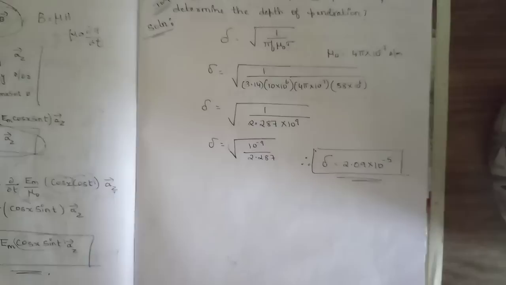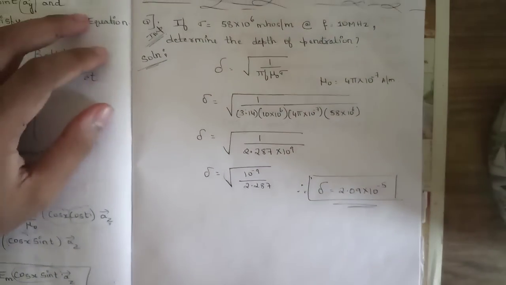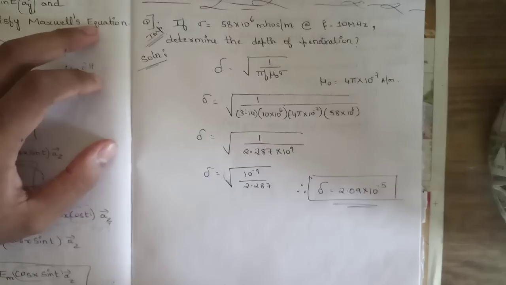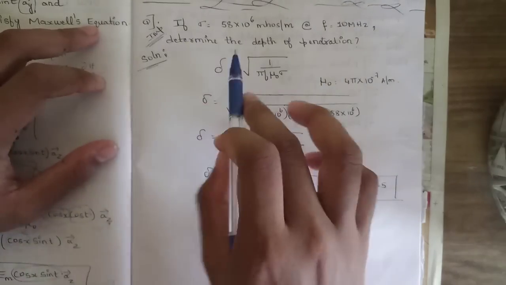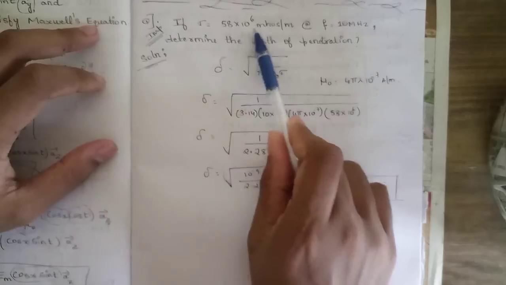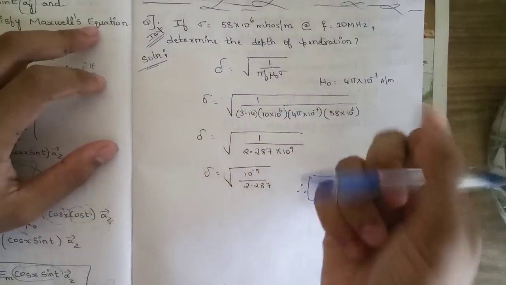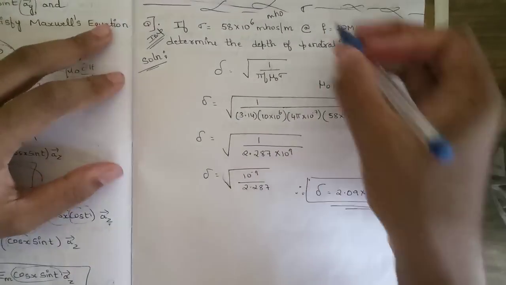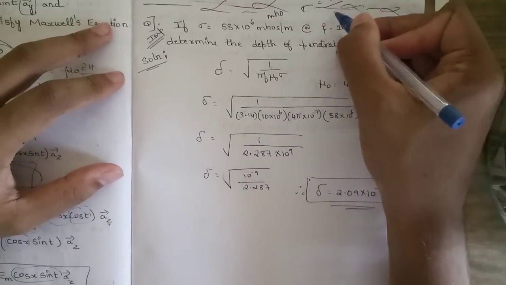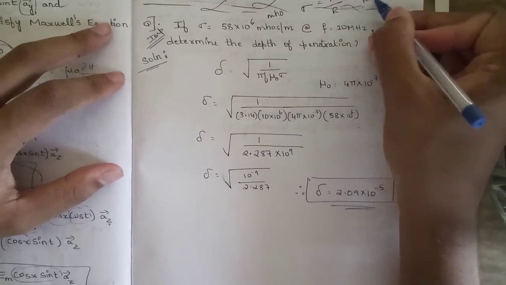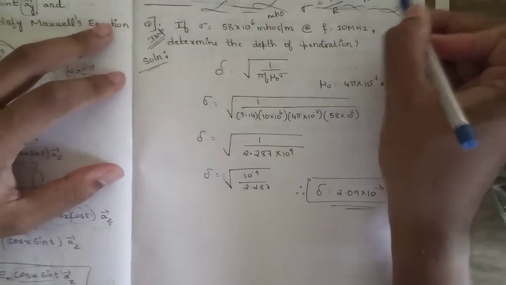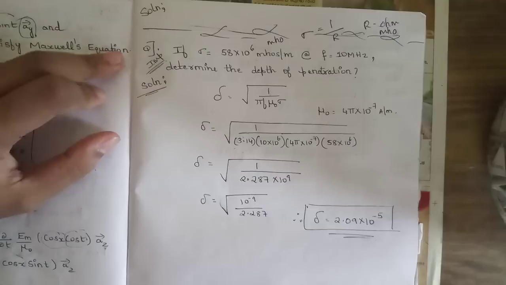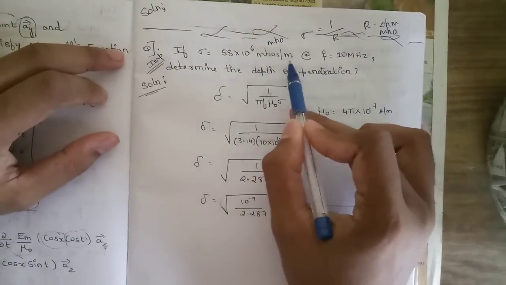Okay, this is a direct and very important problem. They might ask it as a sub question for some of the derivations of this module. So, if sigma is equal to 58 into 10 power 6 mho. Mho is the unit for sigma, since conductivity is 1 divided by resistance, and the SI unit of resistance is ohm. For conductivity it is expressed as mho, that is mhos per meter.